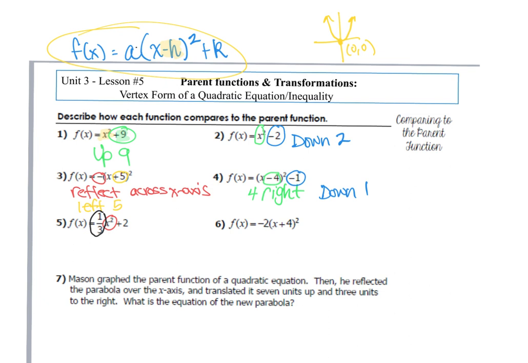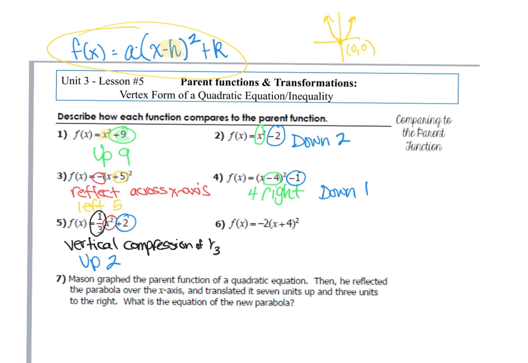The 1/3, because that is a less than 1 value, means we're going to have a vertical compression of 1/3, or a vertical shrink of 1/3. And then we do not have any horizontal shift. Again, I know this because I do not have parentheses, and the plus 2 means that we are shifting up 2 spaces. And this should feel, again, very similar to our transformation rules when we did absolute value functions.